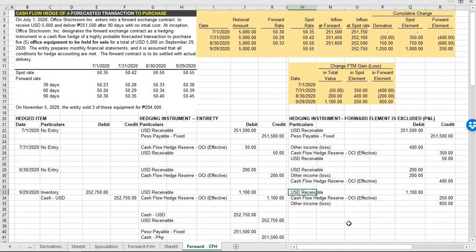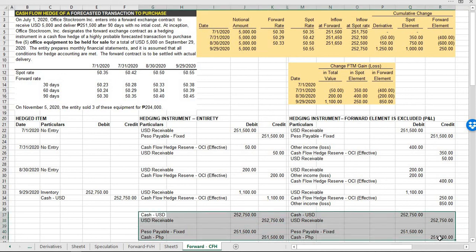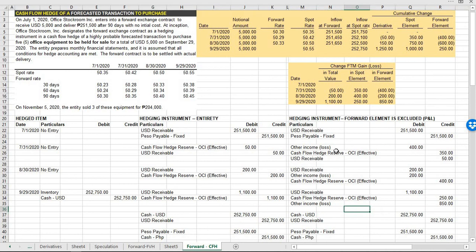So actually, for the settlement, parehas na parehas pa din. Kung ano yung ginawa natin dito, ganun din yung gagawin dito. So walang difference. Kasi nga, ang difference lang talaga is yung treatment ng spot element and forward element. So kaya copy-paste lang natin to. So debit cash USD 252,750, credit USD receivable also at 252,750, tapos debit peso payable 251,500 and credit cash in Philippine peso 251,500. So again, parehas na parehas ito. Nagkaiba lang talaga sila doon sa recognition ng gain or loss na ni-recognize natin for the month. Kasi nga, dito, hindi na natin sineparate yung spot from the forward. Pero dito, sineparate natin ang spot from the forward element.